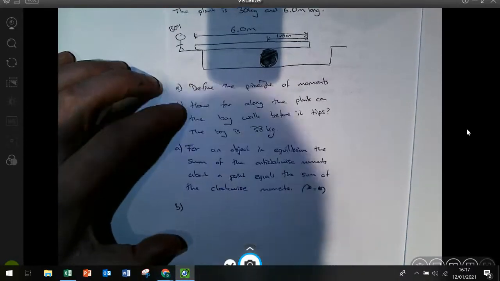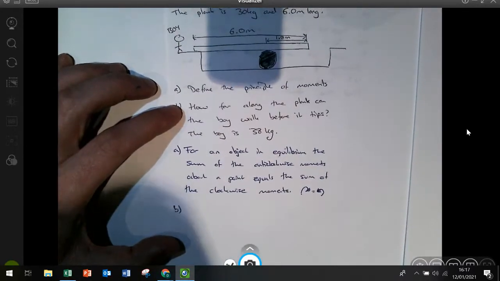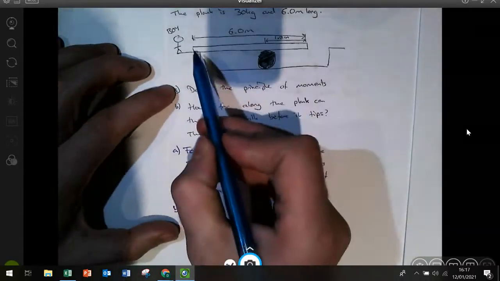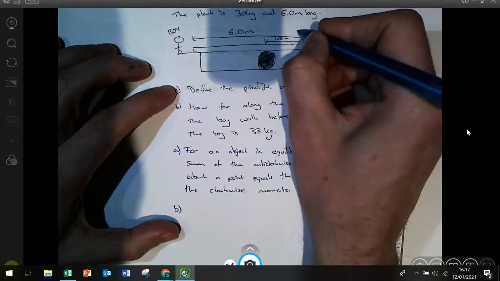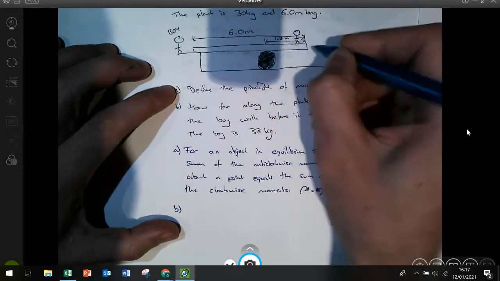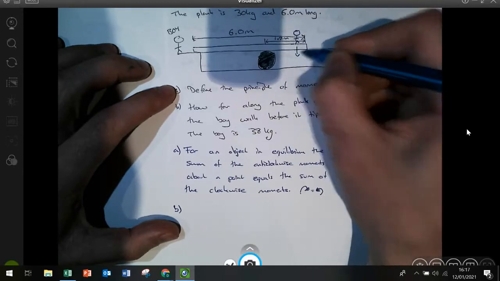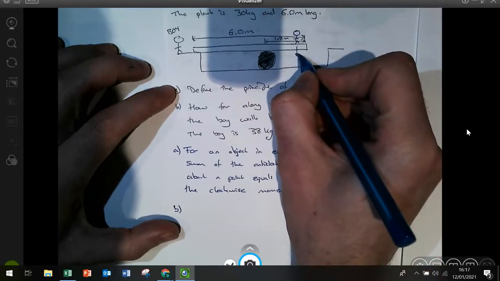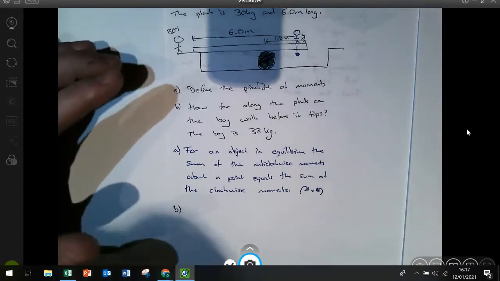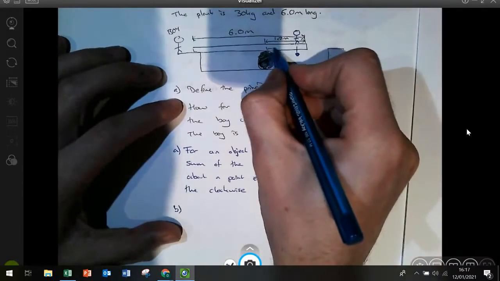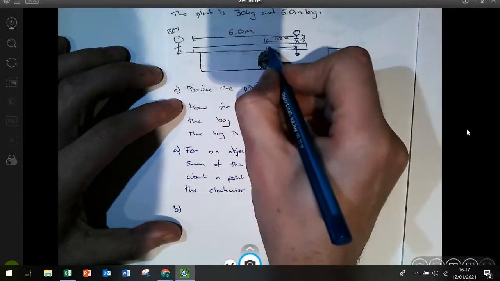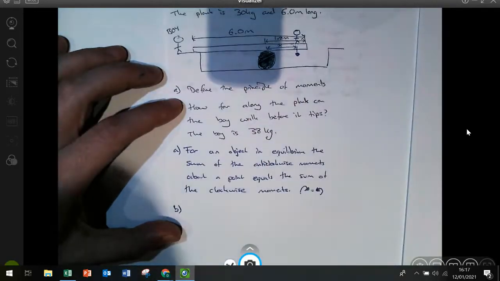For part B, how far along the plank can the boy walk before it tips? So at some point, the boy will get to a point over here where his moment will be greater than the moment turning the plank the other way. And we're trying to work out what this distance is here, which I'm going to call x.